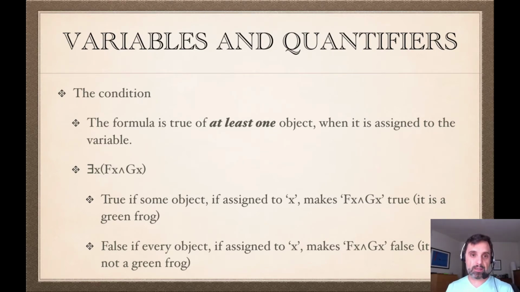And so some x, Fx and Gx says there is a green frog, because it's true when there is at least one thing that when assigned to x makes Fx and Gx true, and so one thing that is a green frog, and it's false if there are no such things. If each thing when we assign it to x makes Fx and Gx false, then it's not a green frog. So some x, Fx and Gx says some frog is green. Rules.